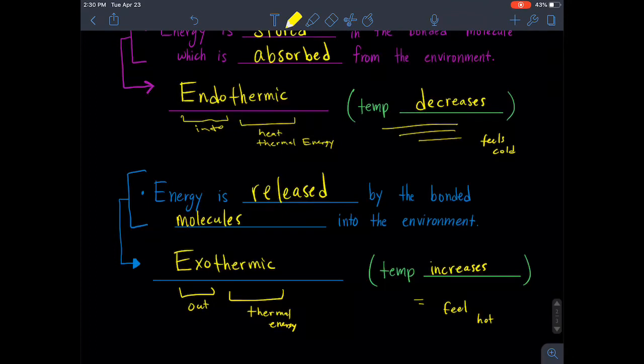Some of them are more subtle than others, but as we go through our science experiments, you're going to notice we have some endothermic and we have some exothermic reactions.